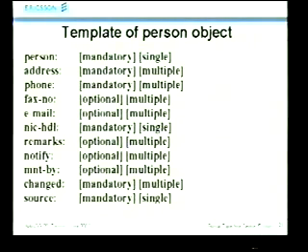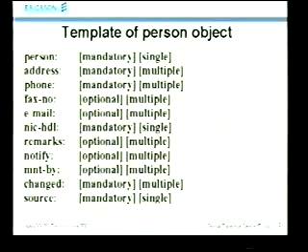Here's an example. This is the template of a person object. As it were, you have the person attribute is mandatory. It only occurs once. So the name of the person only occurs once in the person object. Phone number is mandatory, can appear multiple times. Email is optional, can appear multiple times.